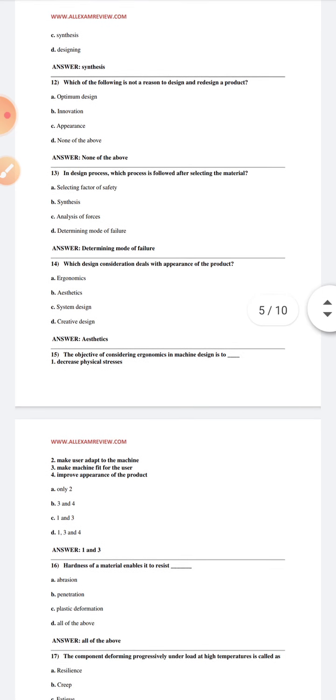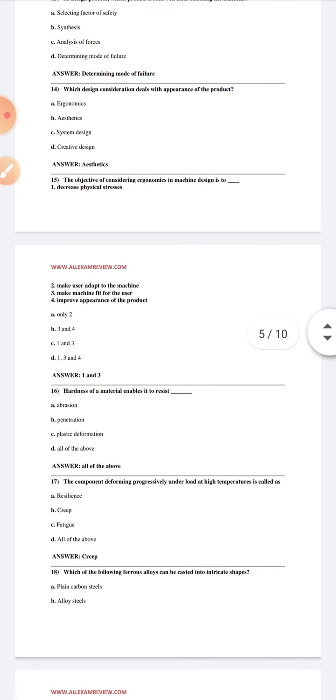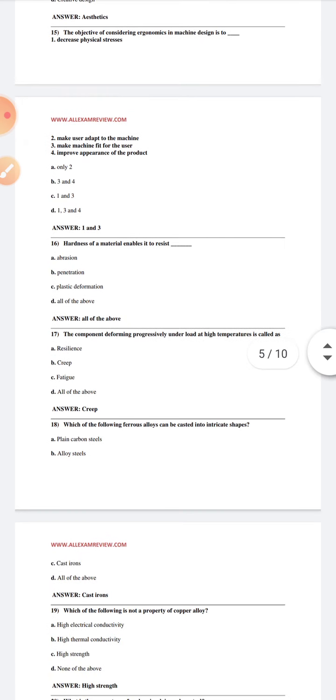Which design consideration deals with appreciation of the product? Aesthetics. The object of considering ergonomics in machine design is to decrease the physical stress, and second, make the machine fit for the users. Hardness of material enables it to resist abrasion, penetration and plastic deformation. The component deforming progressively under load at high temperature is called creep.